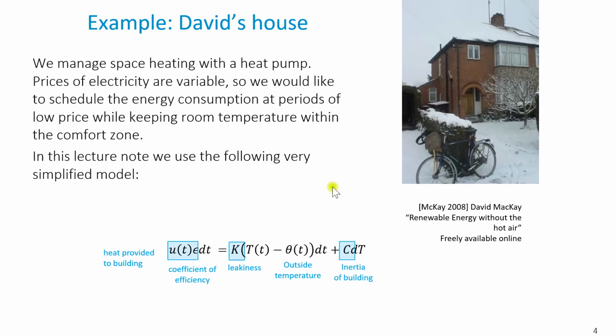We will apply it here to a very simple, but realistic example, which is controlling the heating system of a modern house that would be living in a place where the price of electricity is variable. So you have a house like this one.